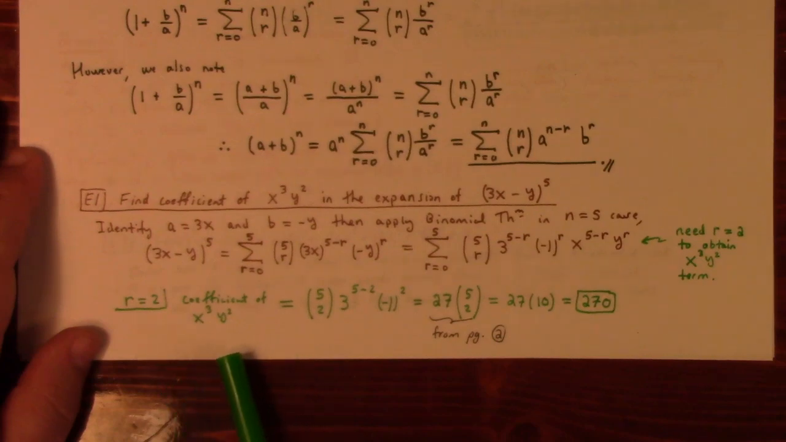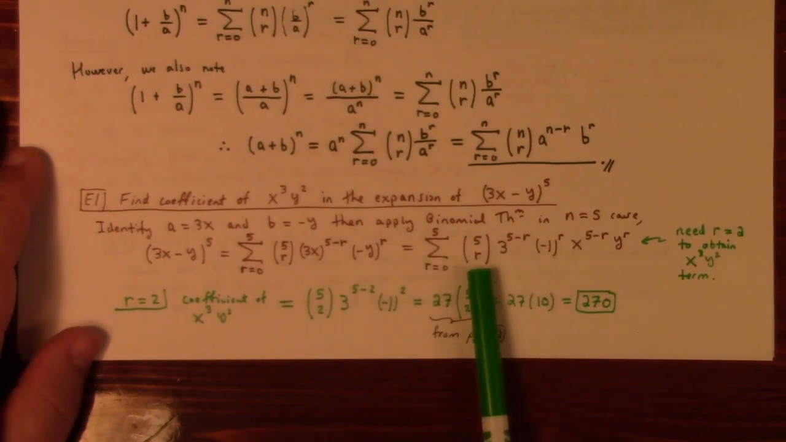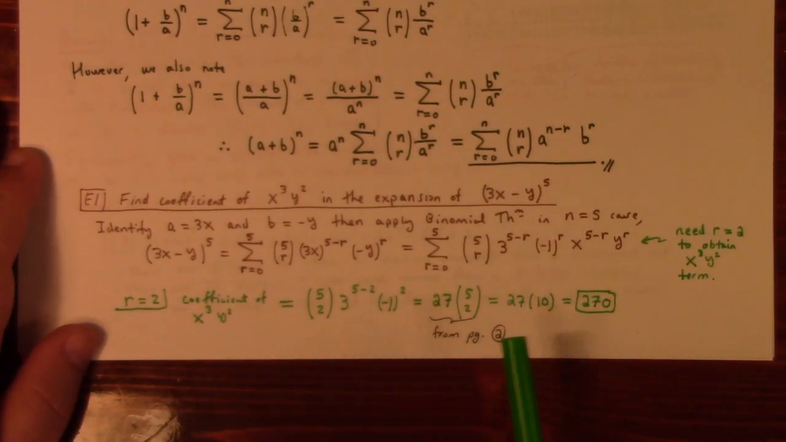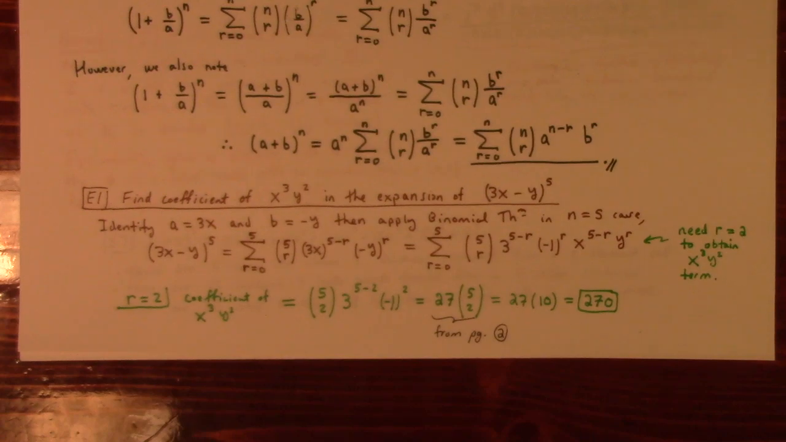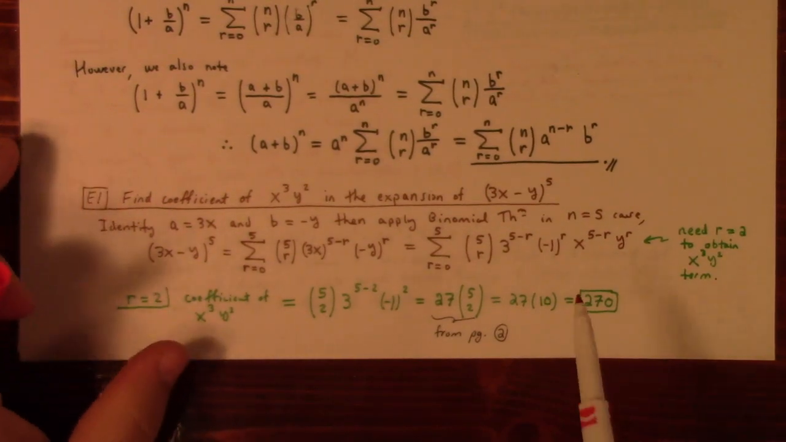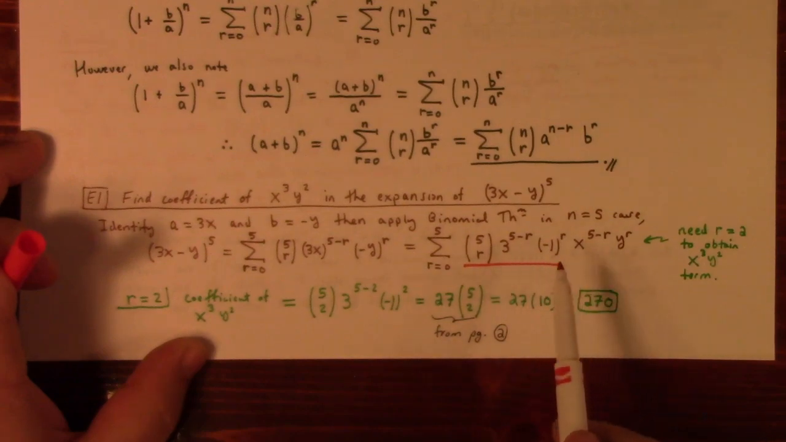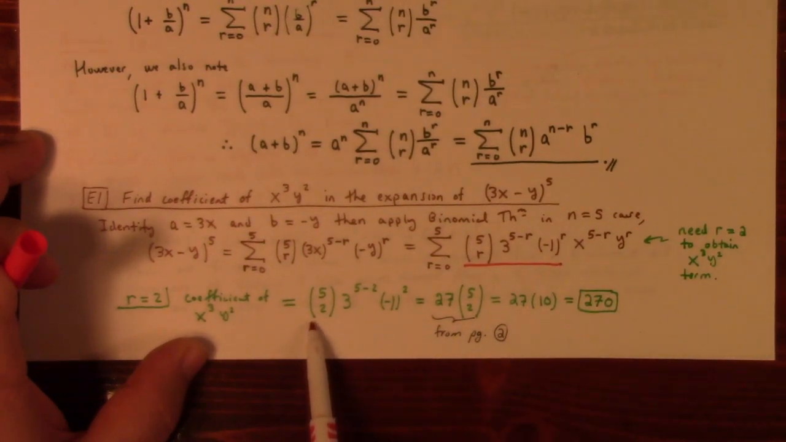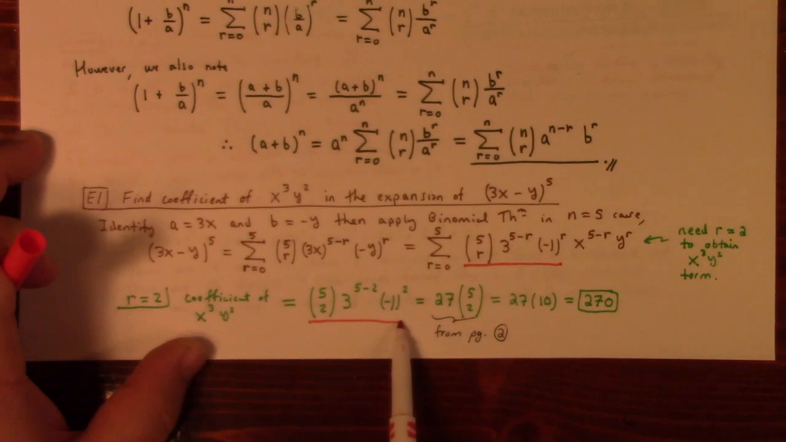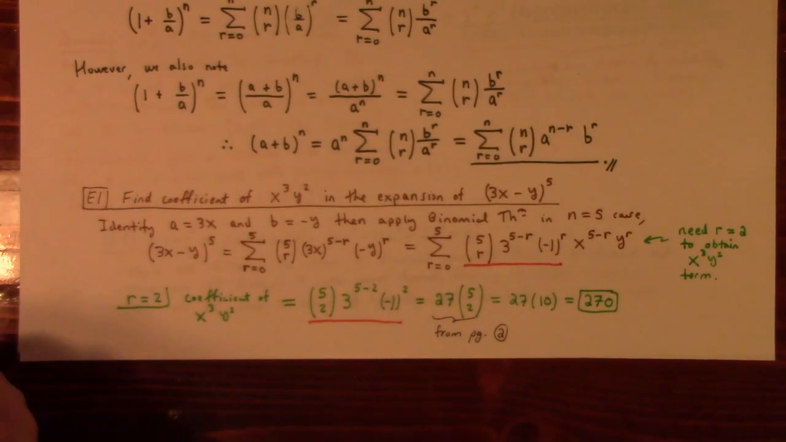So to get the coefficient I want to look at the coefficient of x cubed y squared, which is coming from r equals 2. So I plug my r equals 2 into the coefficient right here. So this right here is the coefficient, right? And so this is exactly what's under there when I put r equals 2.